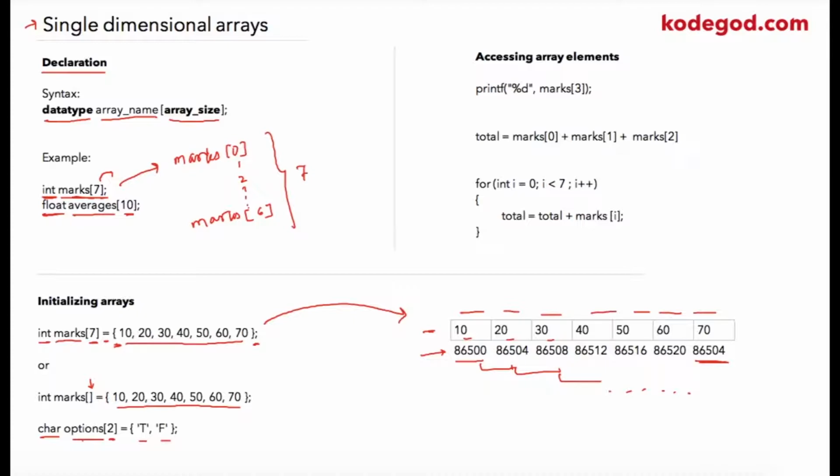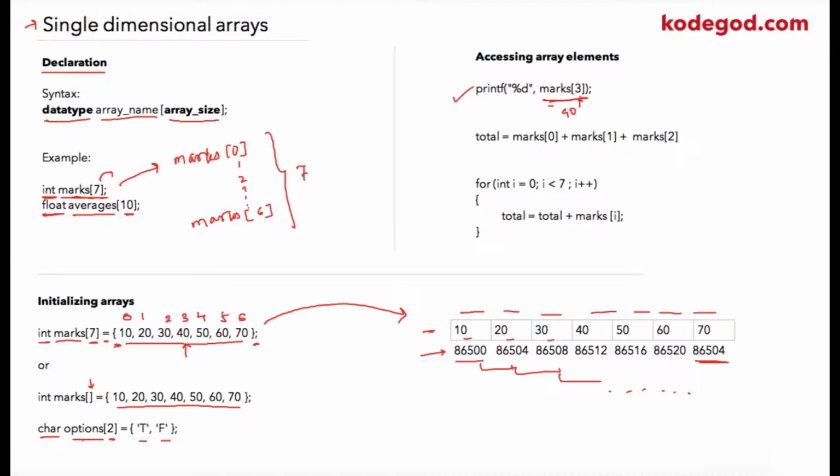Now let us check how we can access array elements. Array elements can be accessed via their index value. So by specifying an index, you can access that particular array element from the collection. In our previous example where we initialized array marks, this is my index 0, 1, 2, 3, 4, 5 and 6. So marks 3 is representing value 40.